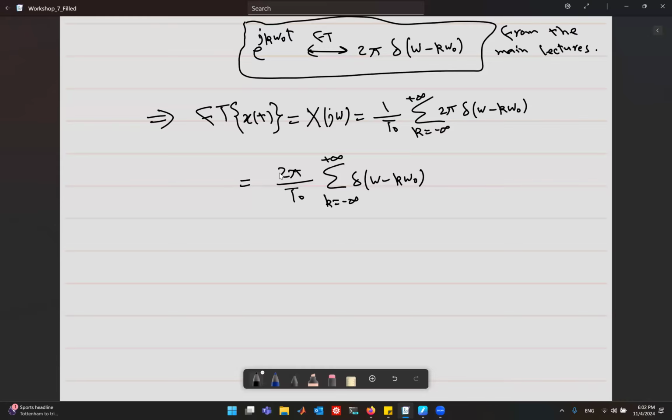We can write this as omega naught, because omega naught equals 2 pi divided by T naught. Let me write it also this way. So omega naught summation delta omega minus k omega naught, k from minus infinity to plus infinity.